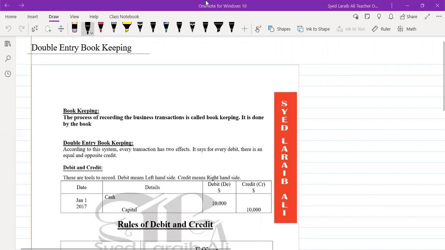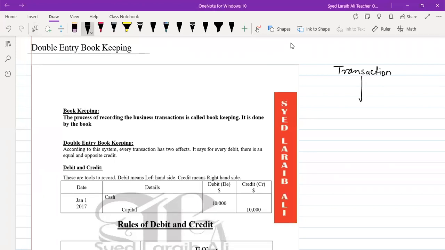Today we are going to discuss bookkeeping and the rules of debit and credit. Before we move on, in the previous lecture, I informed you that whenever a business performs an activity, that is called a transaction.